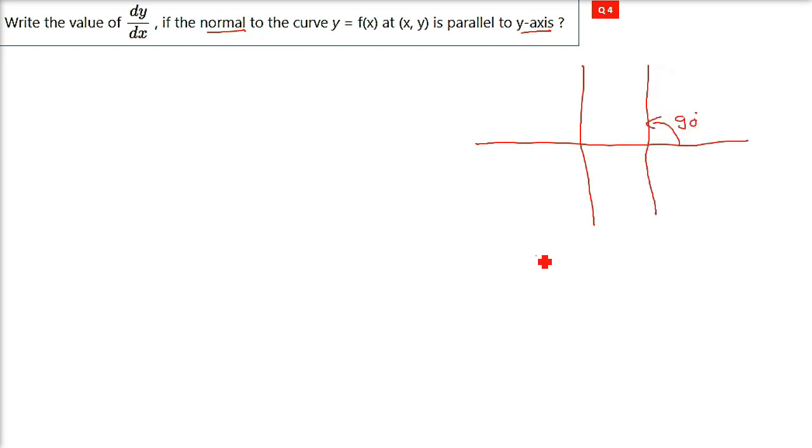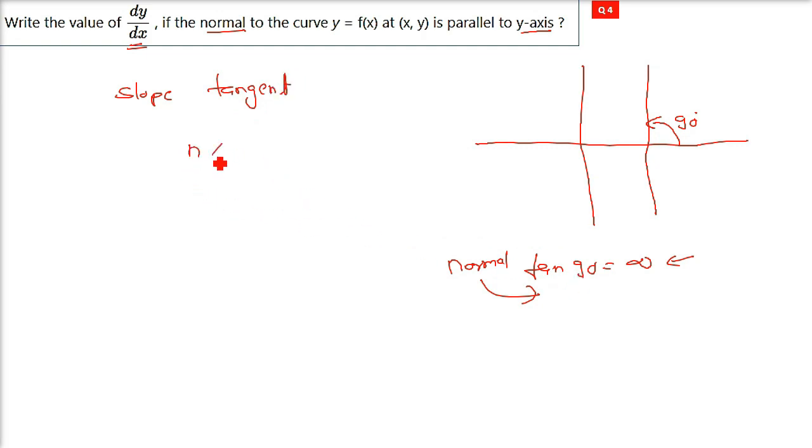Normal is at this angle only, so this is 90 degrees. So what is tan 90 degrees? It's tan pi by 2, which is infinite. So the normal slope is infinite. You have to find out the slope of the tangent, and the slopes of the tangent and normal, if you multiply them, you are going to get minus 1.